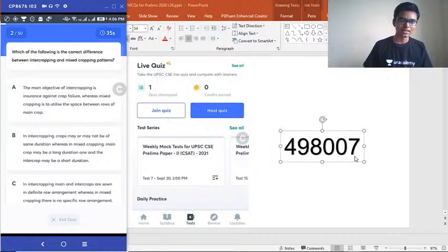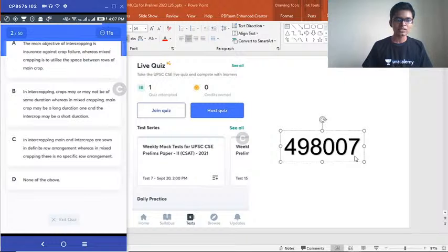Which of the following is the correct difference between intercropping and mixed cropping patterns? The main objective of intercropping is insurance against crop failure, whereas mixed cropping is to utilize the space between rows of the main crop. In intercropping, crops may or may not be of the same duration, whereas in mixed cropping, the main crop may be of a longer duration and the intercrop may be of a shorter duration. In intercropping, main and intercrops are sown in definite row arrangement, whereas in mixed cropping, there is no specific row arrangement. D, none of the above.